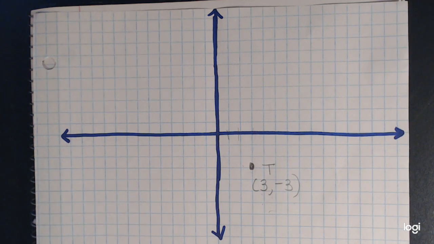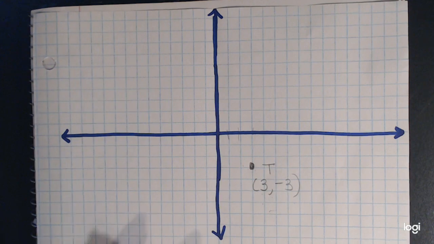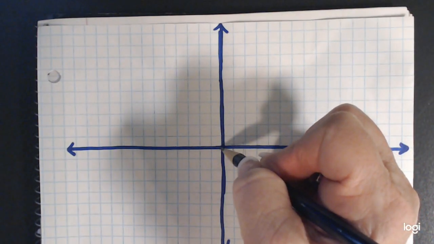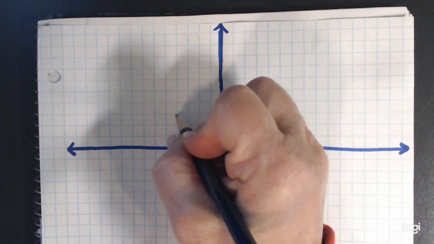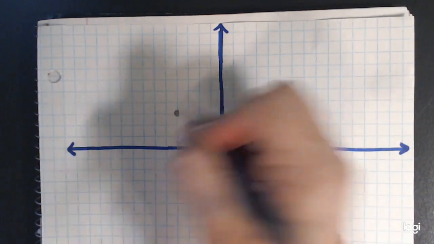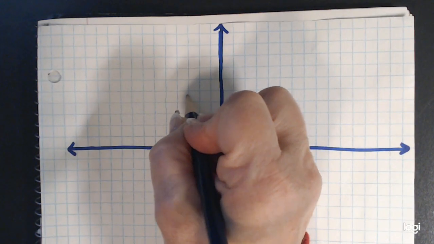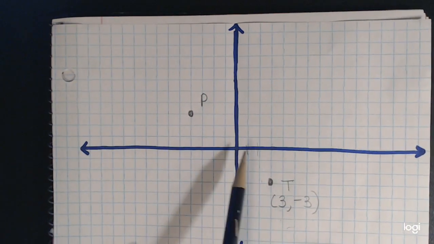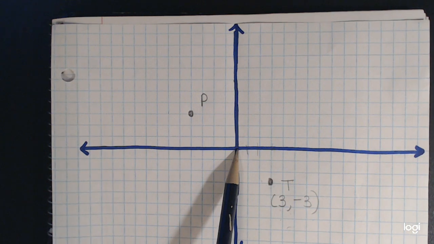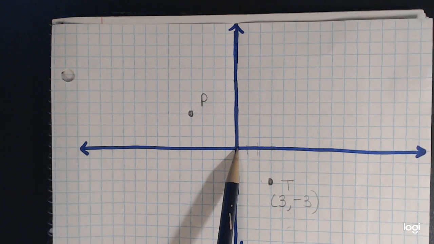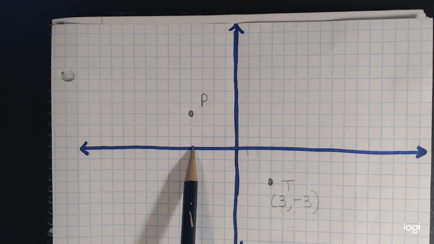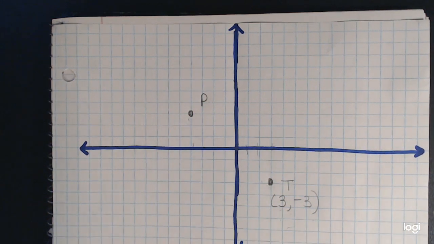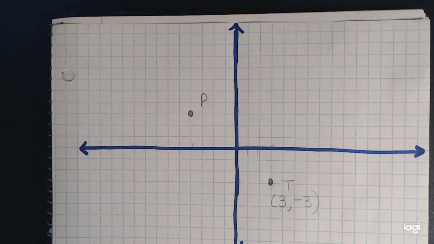So what I'm going to do is plot another point. I'm going to start here at the origin, and I'm going to plot a point right here. And I'm going to call that point P. Now, I'm going to see if you can look on your screen and decide how do I go from the origin to over here up to point P? What is my ordered pair going to be?